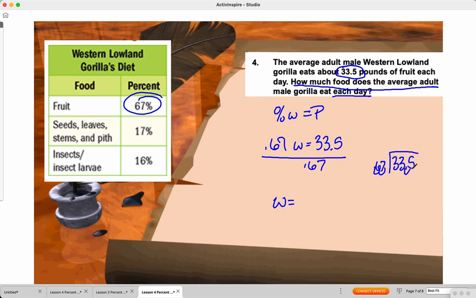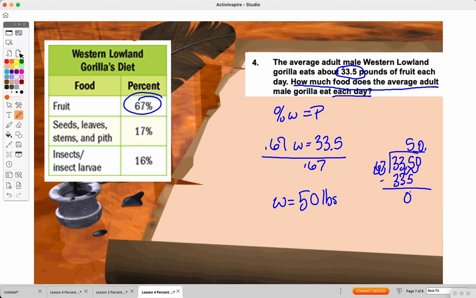Move my decimal point 2 places, so it's really 3,350 divided by 67. Well, I'm going to say 5. That's my guess, because 6 goes into 33 5 times. Let's say that's about right. It actually happens to be exact. And then we have to place our last 0 right here. So our adult male lowland gorilla eats about 50 pounds of food per day. It's a lot of food.